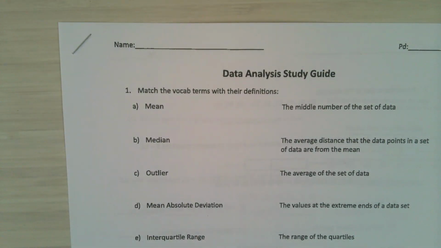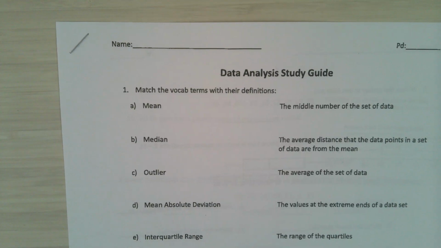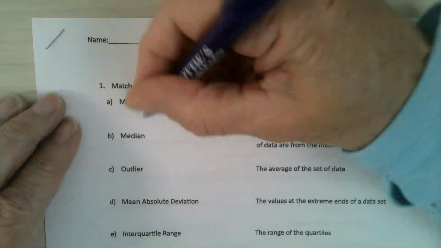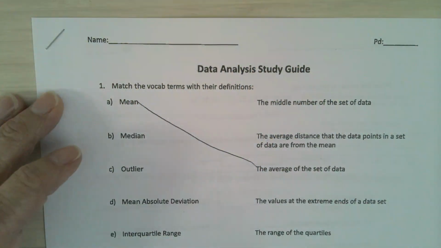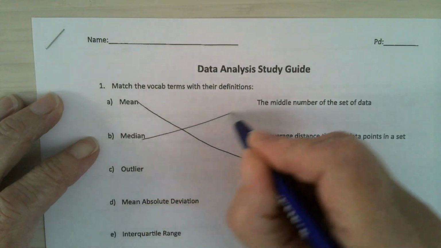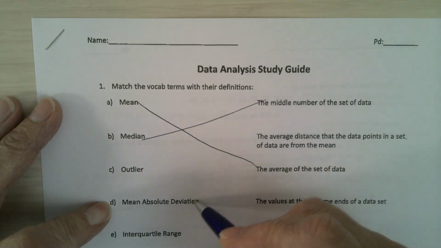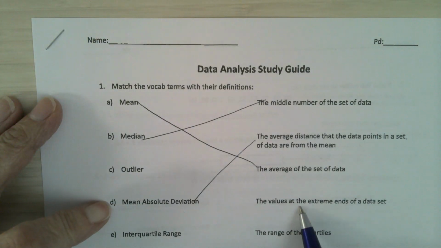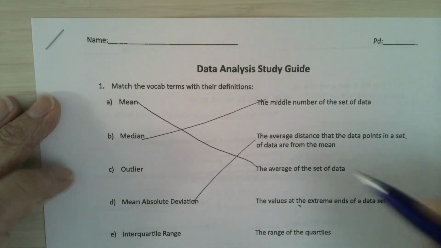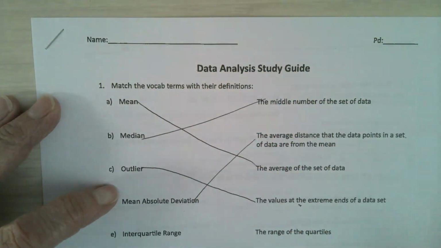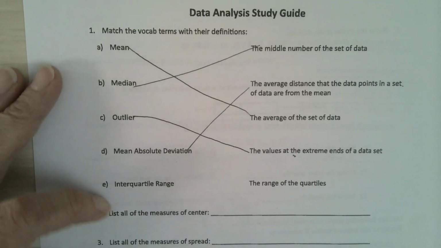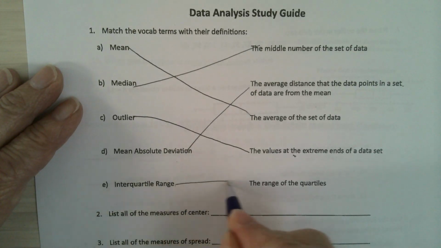All right, today we're going to do the data analysis study guide number 1. For the matching, mean is the same thing as the average of the set of data. Median is the middle number in the set of data. The average distance that the data points in a set of data are from the mean, that is the mean absolute deviation. The values at the extreme ends of the data, that would be outliers, much larger or much smaller. And the interquartile range is the range of the quartiles.